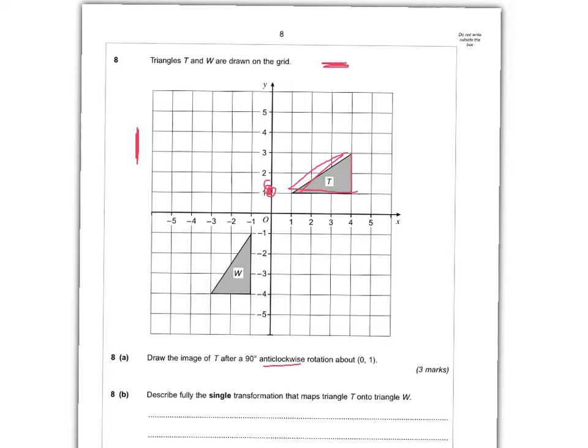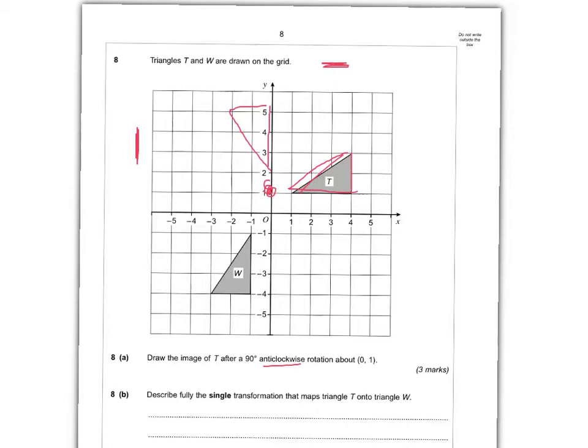So your shape will end up being up here if you've done it correctly. So it should move up to there, and you can check to see that's correct. That is your image. It doesn't tell you to mark it in any special way. Sometimes you mark it with a T dash.